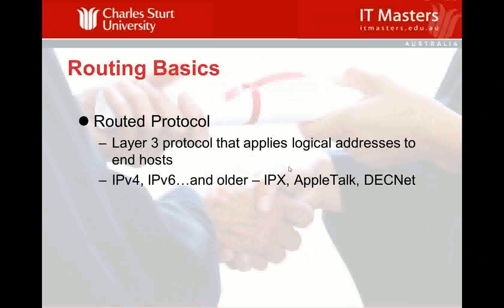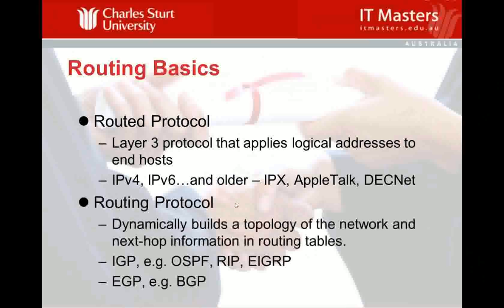So they are routed protocols. They can be routed. Then we have a routing protocol. The routing protocol dynamically builds a view of the network and the directions in which you have to go to reach certain destinations. So it's like your roadmap. Examples of that: there are two broad categories of routing protocols. There's what's called an IGP, which is an interior gateway protocol, and there's an EGP, which is an exterior gateway protocol.